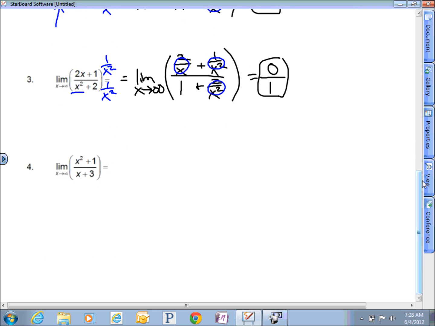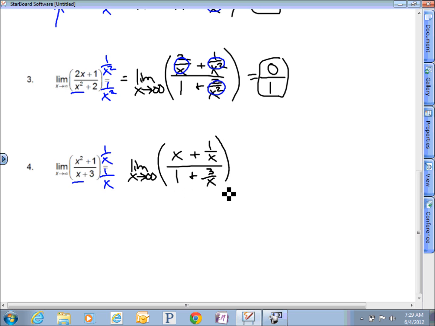Last one, let's do the same thing. Locate the highest power of x in the denominator. Looks like x to the first. Let's multiply top and bottom by 1 over x. If we do that, limit as x approaches infinity of, let's see, x squared times 1 over x would be x, plus 1 times 1 over x would be 1 over x, over x times 1 over x would be 1, and 3 times 1 over x would be 3 over x.